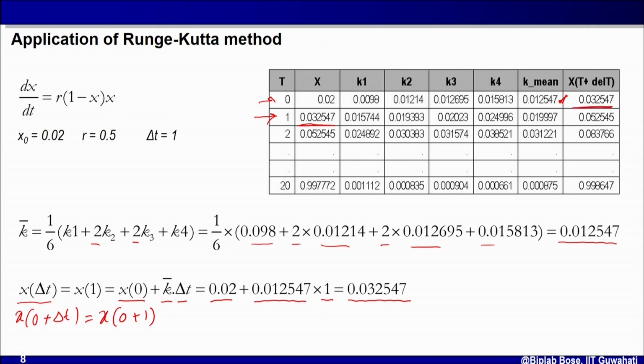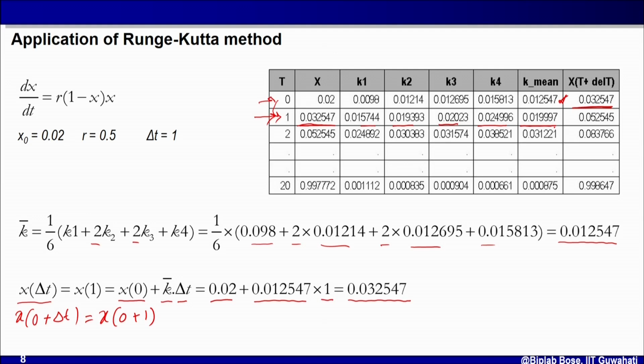So if I see this method, now I have moved from time 0 to time 1 by an increment of delta t equal to 1, using the mean k. Now I am at x at t equal to 1. I can again calculate k1, k2, k3, k4 using the same method and calculate the weighted average of these four. And I have done that and shown it in the table.